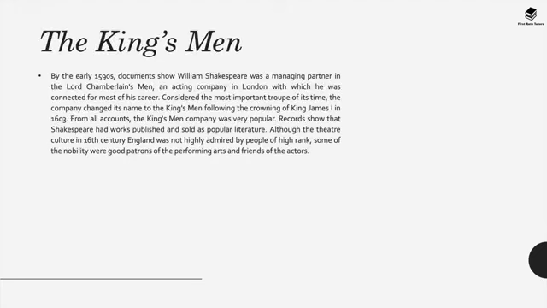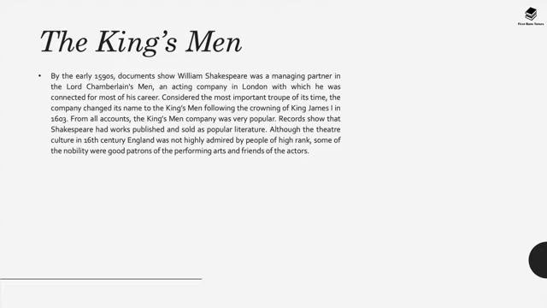By the early 1590s, documents show William Shakespeare was a managing partner in the Lord Chamberlain's Men, an acting company in London with which he was connected for most of his career. Considered the most important troupe of its time, the company changed its name to the King's Men following the crowning of King James I in 1603. From all accounts, the King's Men Company was very popular.